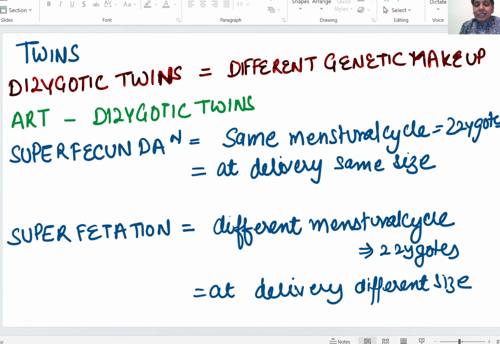What type of twins are produced most commonly in ART, artificial reproductive technique, in IVF, in ICSI? What type of twins are produced? Come on, write down in the chat box what type of twins are produced. A PYQ it is.